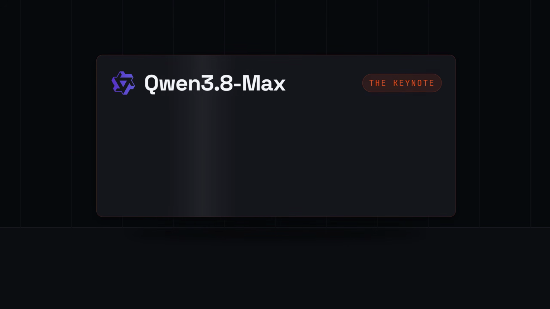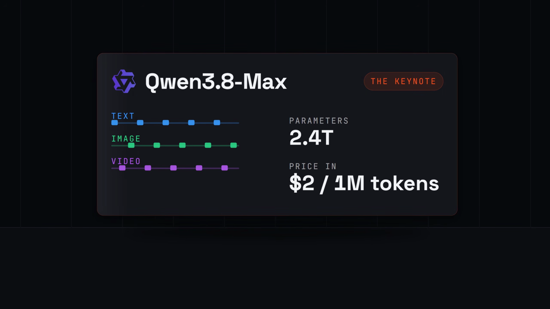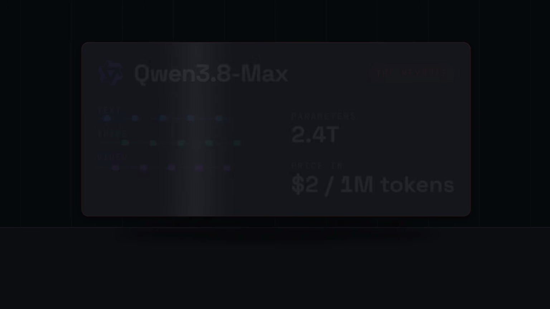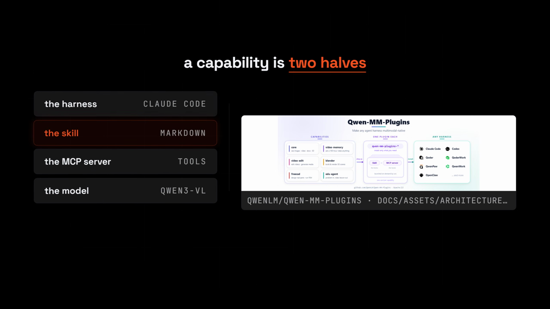That is the same day Alibaba shipped Qwen 3.8 Max, a 2.4 trillion parameter model that takes text, images, and video for $2 a million tokens in. The model got the keynote. The plumbing got a commit message. I opened the install page, and the architecture is stated in a single line, which is rare enough to read twice.